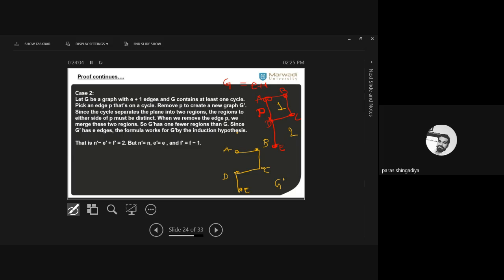So before, when we remove the P, we get a G dash. So what is the relation between F and F dash? F dash is equal to F minus 1. And then for the number of edges, how many edges do both graphs contain?